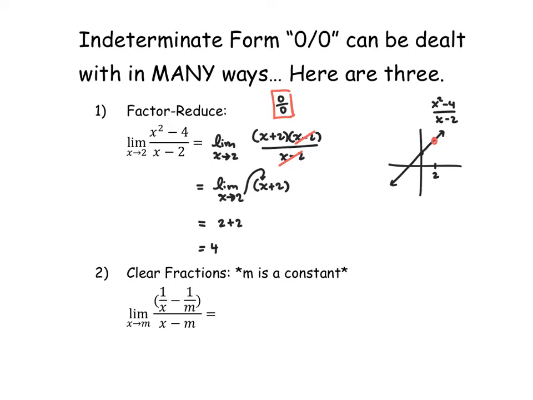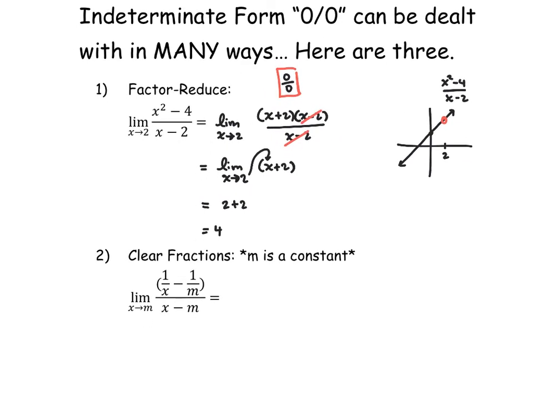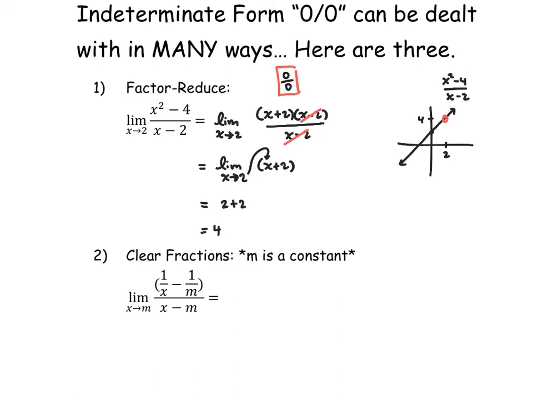Okay. In some cases, you might still get a number over 0, then you know it doesn't exist, or you might get 0 over a number, then your limit is 0. Right? That's just your y value that you'd be approaching. So in this case, we're approaching 4.